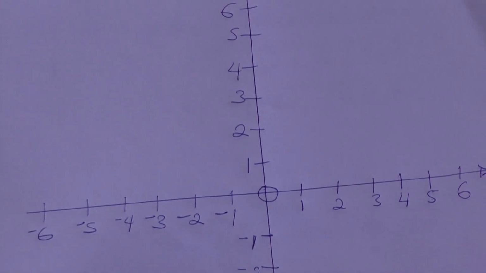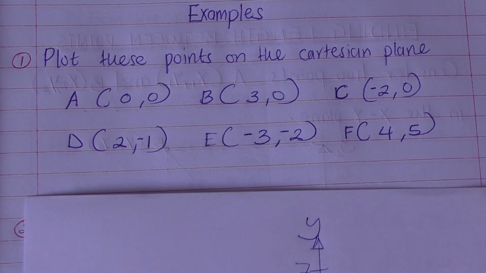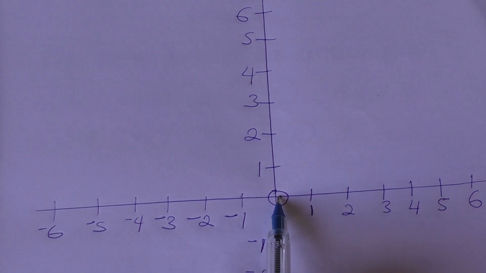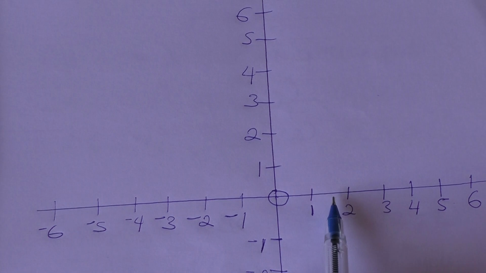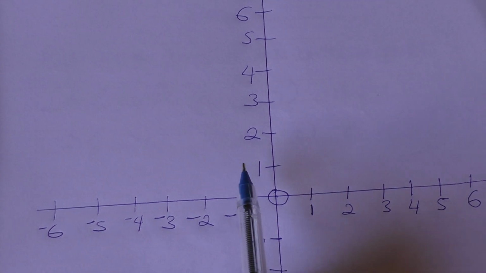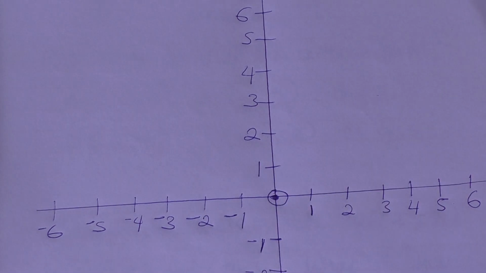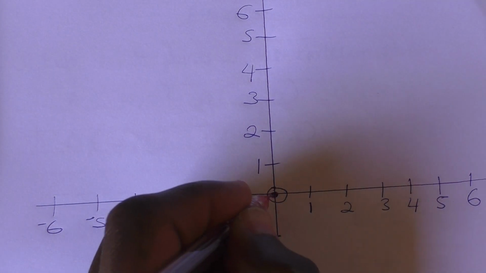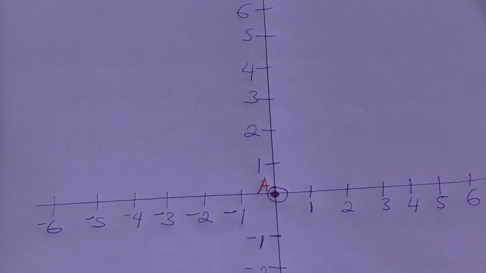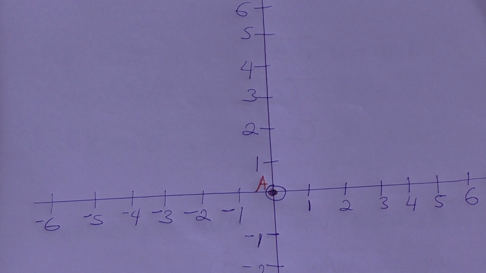Then we have our points that we are going to plot. Point A is 0, 0. How do we plot 0, 0? 0, 0 means we are at the origin and we are moving 0 steps on x and 0 steps on y. So if we move 0 steps, we remain at the same point, meaning our point A, which is 0, 0, is at the origin because there are no steps moved on the x and the y axis.